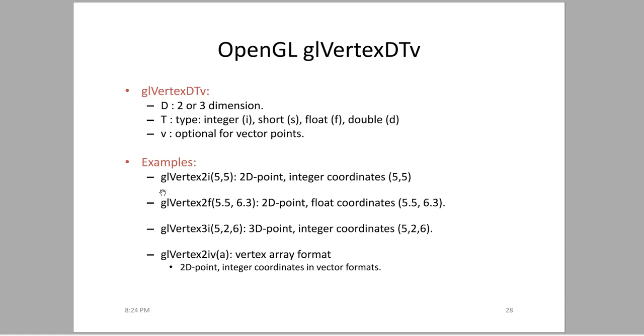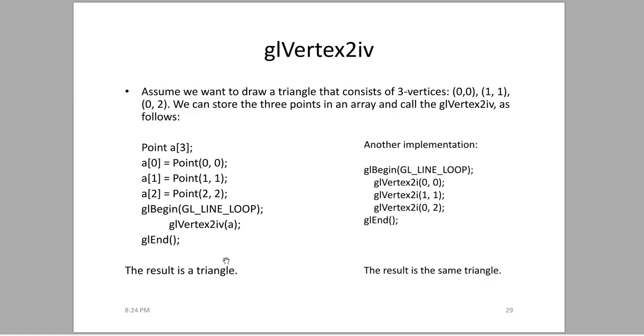So here are examples. glVertex, for d we use 2 and for t we use i, and we don't use the vector form but give a single point 5 5. It means we have a two-dimensional vertex and it is an integer. The second one is a two-dimensional vertex but it is floating point, 5.5 6.3, this is float. The third one is three-dimensional with integer. Similarly, you can have three-dimensional with short, float, double, etc. And here we have an array, 2iv, so a two-dimensional integer array. The array we can specify, it will come in the next slide.